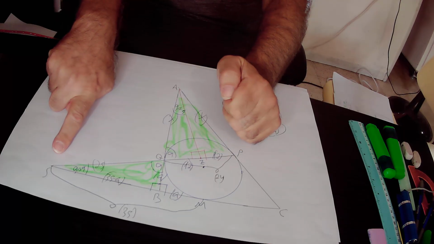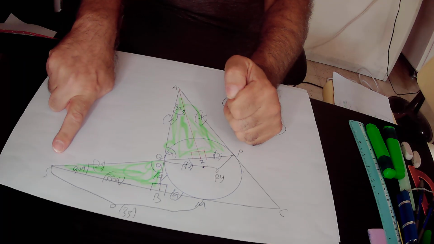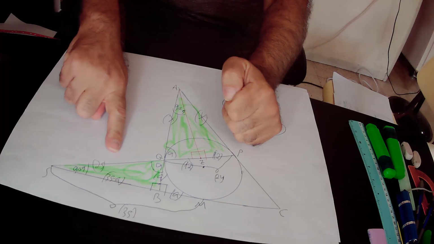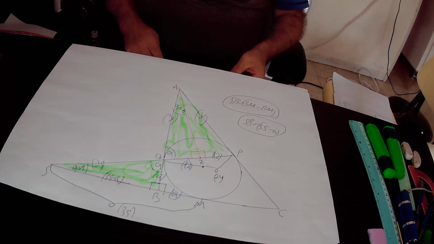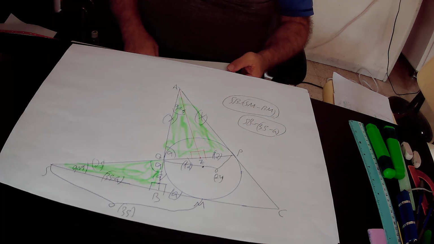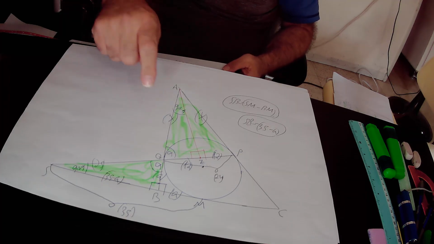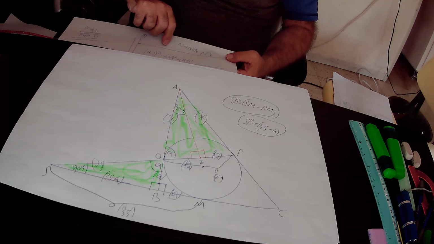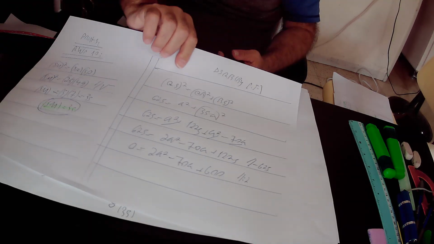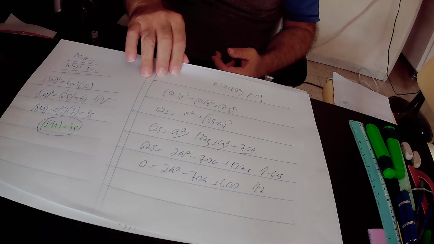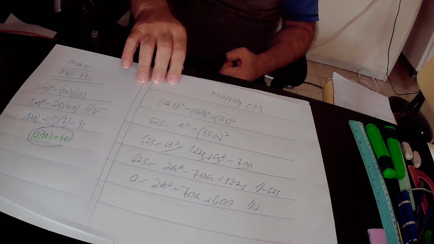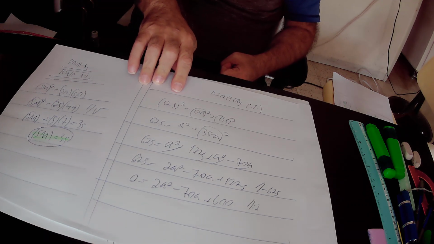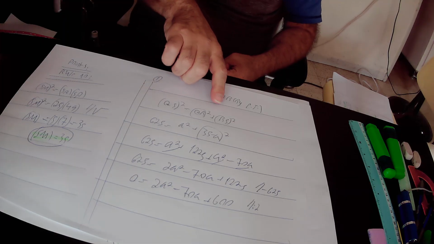In the next step, we implement the Pythagoras theorem in this right triangle SQB. According to the Pythagoras theorem, QS squared, that is the square of the hypotenuse, equals QB squared plus BS squared.